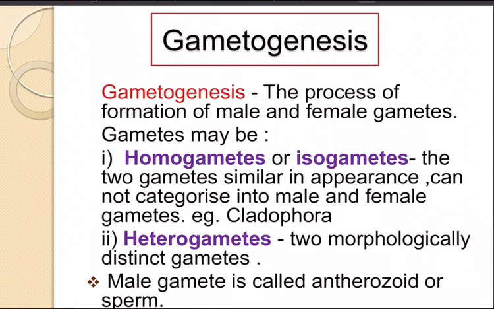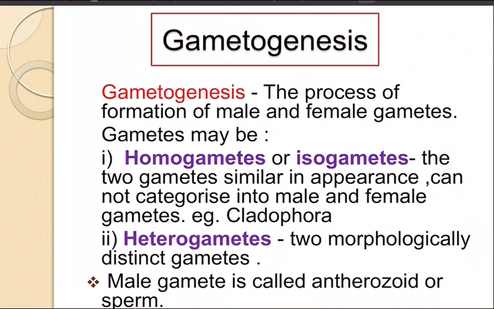So under gametogenesis, as I said, the process of formation of male and female gametes is gametogenesis, be it in plants or animals. The gametes may be homogametes or isogametes.